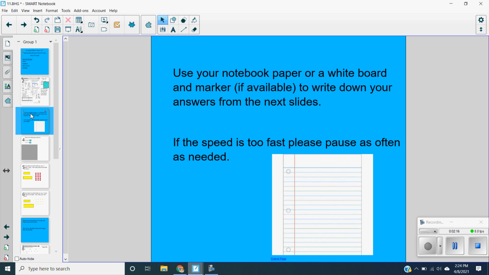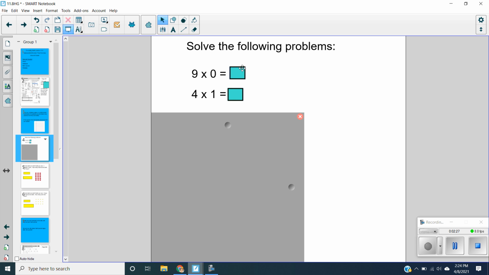All right, the next part of our lesson, if you could use either a whiteboard or notebook and pencil. If the speed is too fast, pause as often as needed. Can you solve these first 2 problems? Press pause and then play when you're ready to check.